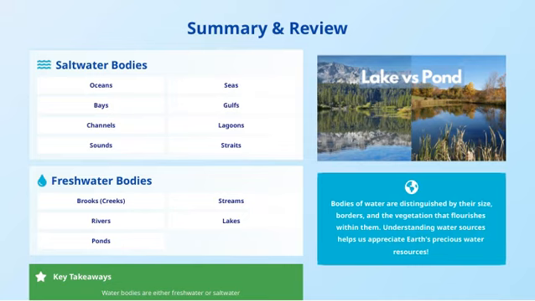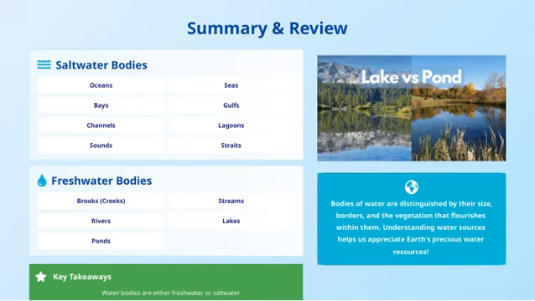Let's wrap up with some key takeaways about water bodies. As we discussed, water bodies are primarily classified into two categories, freshwater and saltwater. Each of these plays a vital role in our planet's ecosystems and human life. Saltwater bodies include the vast oceans and seas that cover about 2/3 of Earth's surface, making them the most extensive water sources we have. They also include smaller features like bays, gulfs, channels, lagoons, sounds, and straits, each with unique characteristics based on their size, shape, and location.